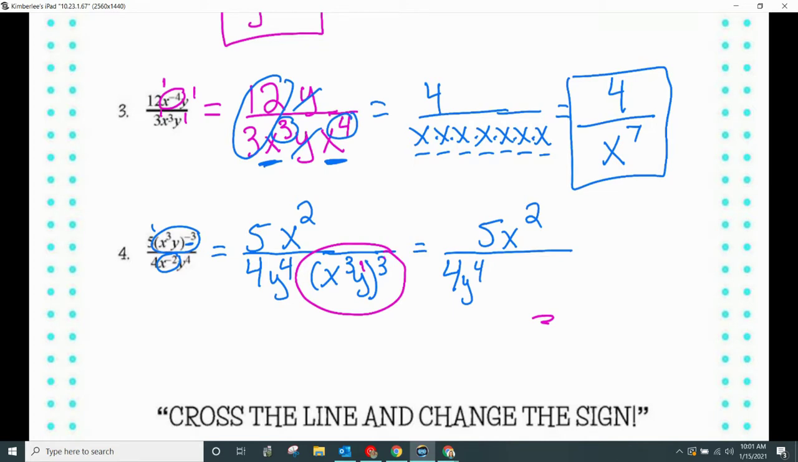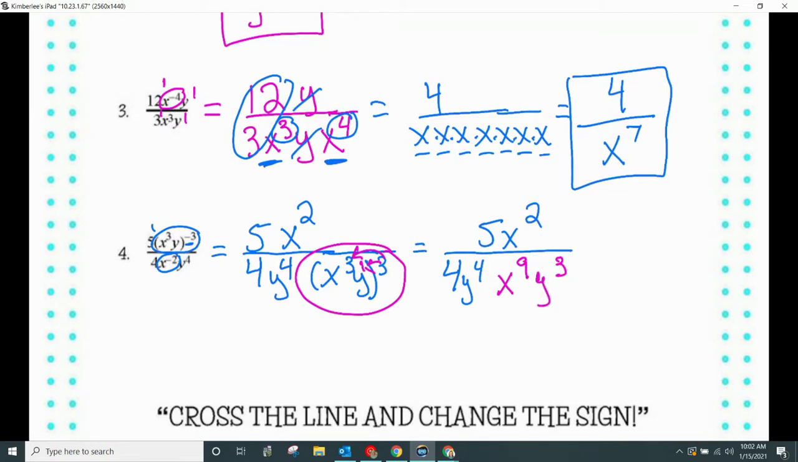Okay, so here we go. 3 times this 3 is x to the 9. And 3 times this 1 is going to be y to the 3. All right, simplified. Whoops, I just erased the wrong thing. Okay, so now we can simplify this even more.